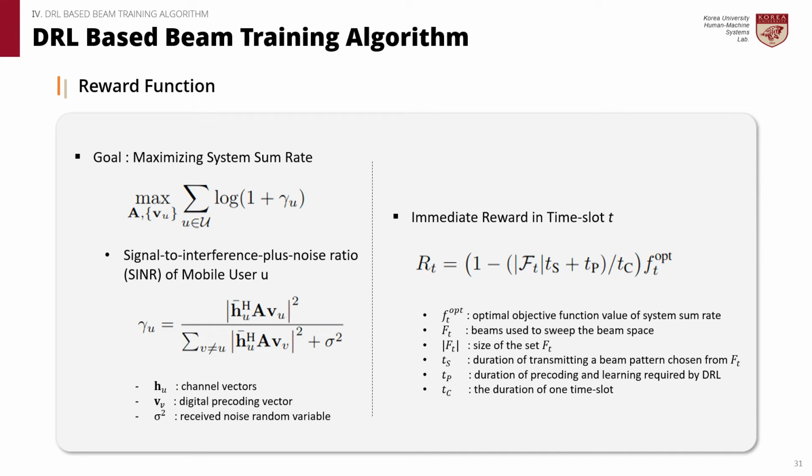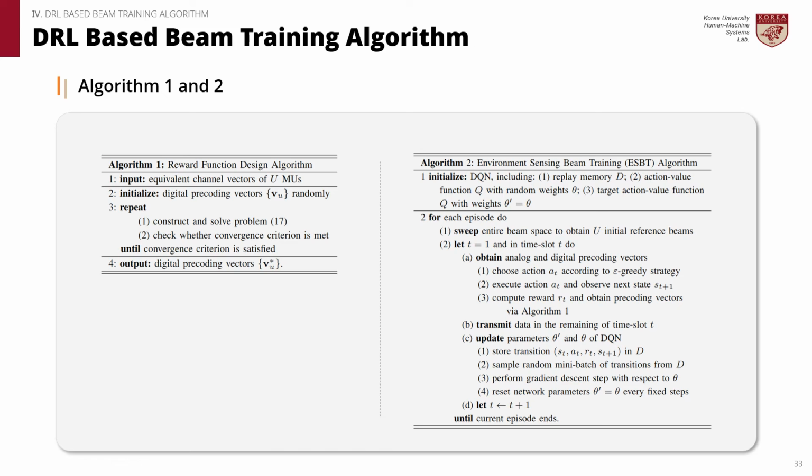Reward function. They take maximizing the system sum rate as the design goal. The SINR can be used as a performance indicator, and the design goal is to maximize their log sum. The reward function is shown on the right side, and F_T optimal is the optimal objective function value. Algorithm 1 is to maximize the sum rate of the system, and F_T optimal can be obtained to use in algorithm 2, the ESBT algorithm.